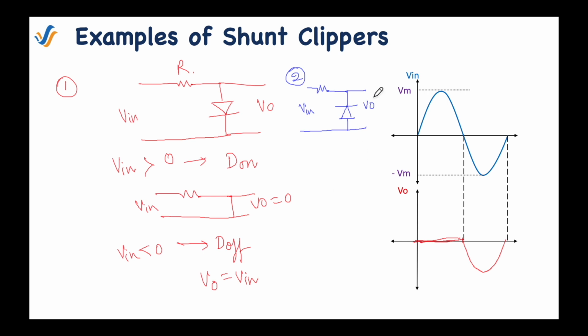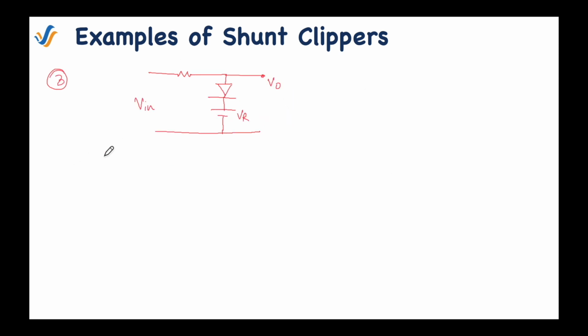So now find the output waveform for this circuit. You can take any alternating waveform like sinusoidal or the square waveform. It doesn't matter. The concept will be the same. Now let's see examples of the biased shunt clippers. So our concept is the same.